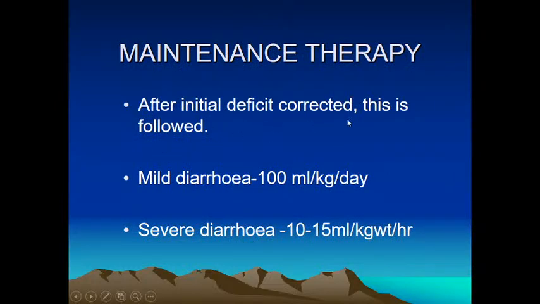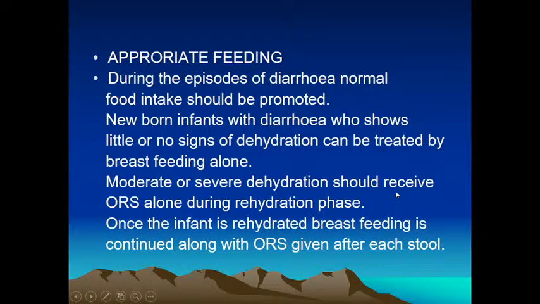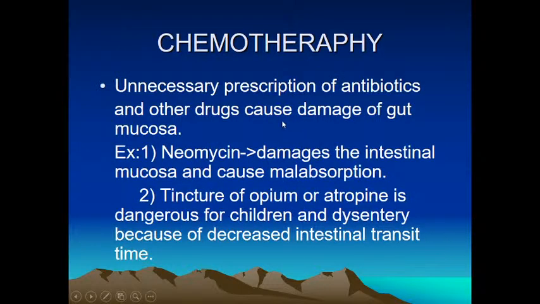Maintenance dose. After the initial deficit is corrected, for mild diarrhea you give 100 ml per kg per day, and for severe diarrhea, you give 10 to 15 ml per kg per hour. Appropriate feeding should be done during the episodes of diarrhea. Ensure that you don't make the child malnourished, and don't stop the breastfeeding for the child. As far as chemotherapy is concerned, we should restrict it as far as possible. Give only ORS, and you'll find that the patient is alright.